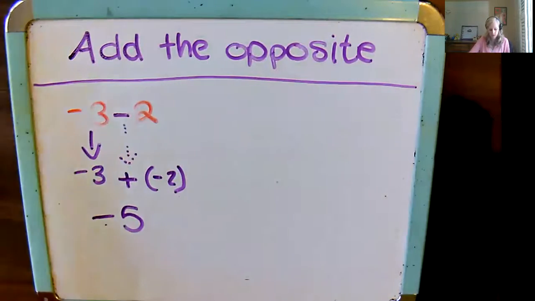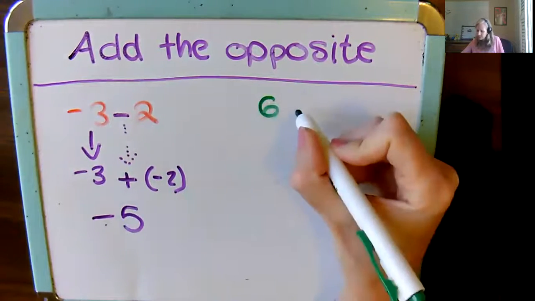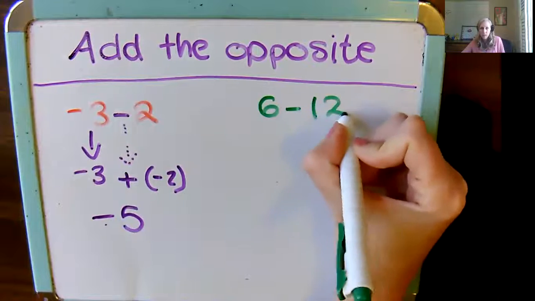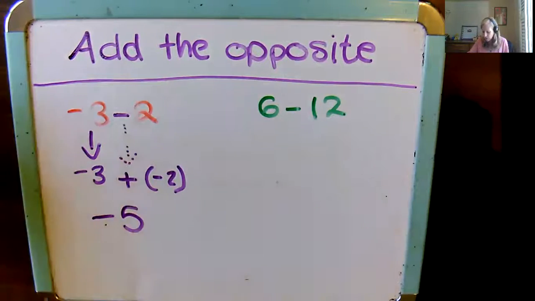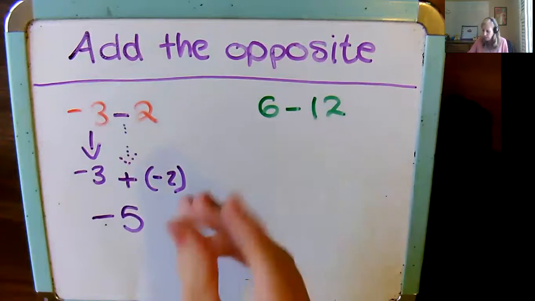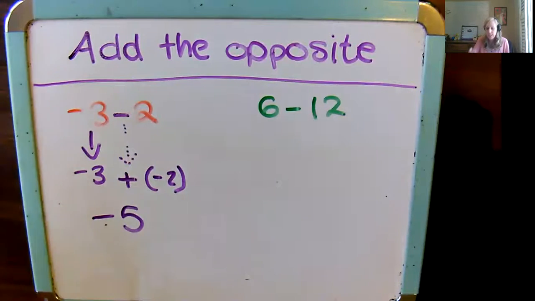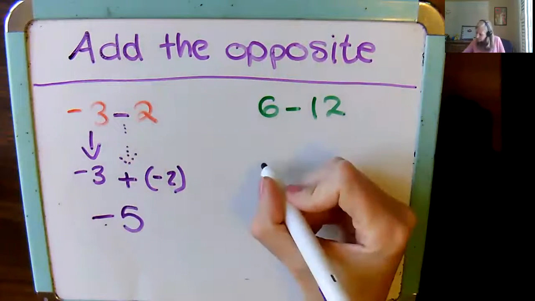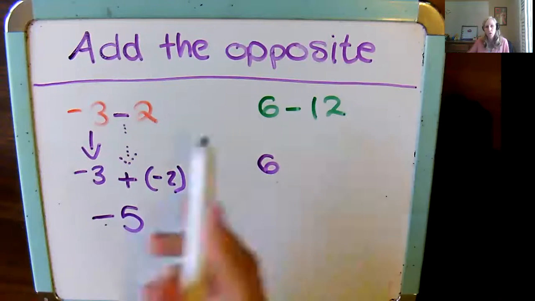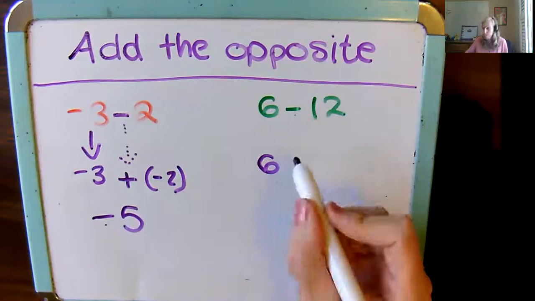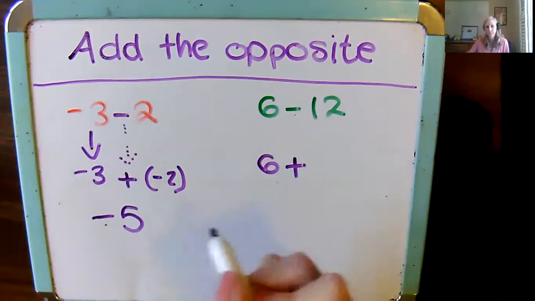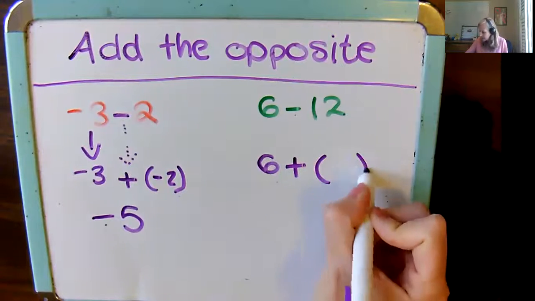Let's try another one. 6 minus 12. This is a subtraction problem. Keep your first integer exactly the same, 6. We're going to change the subtraction problem into an addition problem. And then we're going to take the opposite of our second integer.